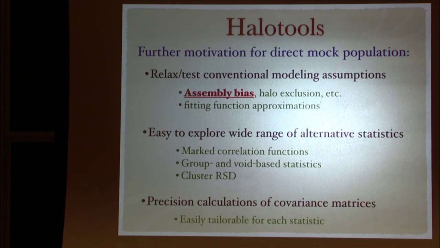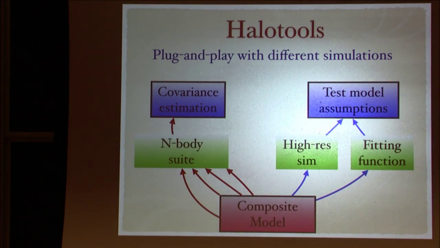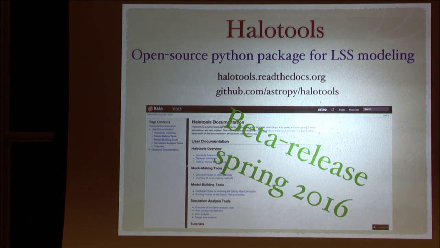Well, then the exact same code with almost no changes can be used to compute covariance matrices if you have a suite of n-body simulations. All you do is run a simple loop over the same exact statistic, looping over the different simulation boxes that you have. So that's the program. I think with that, I'll just conclude.